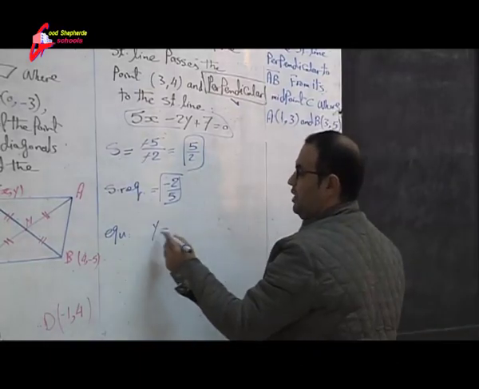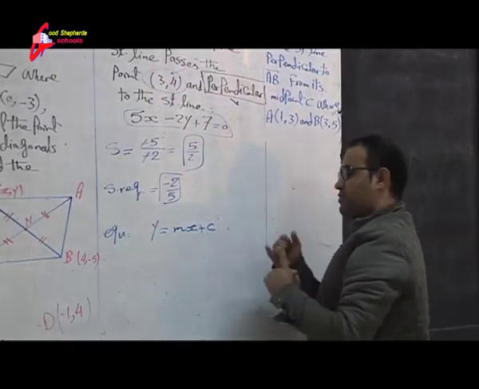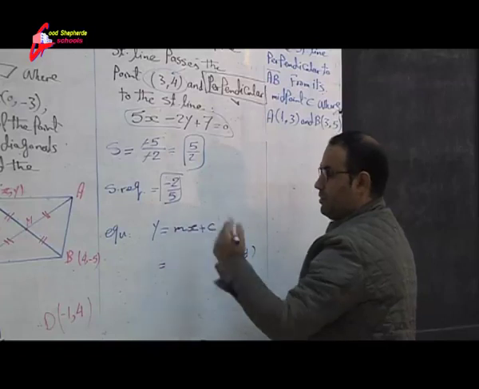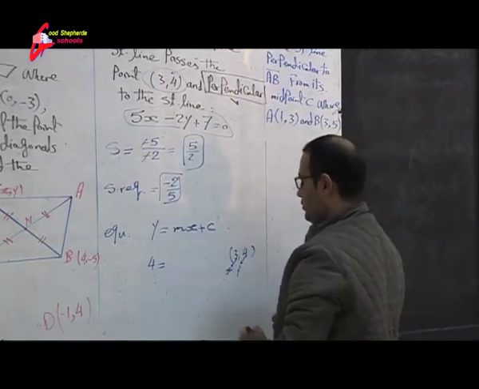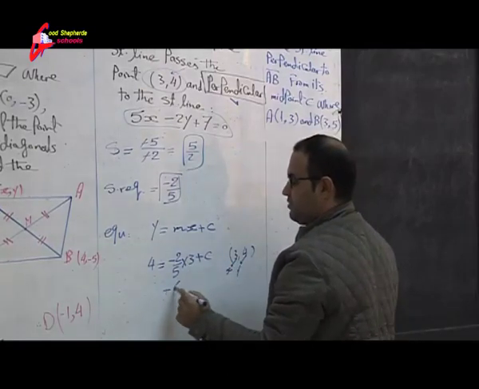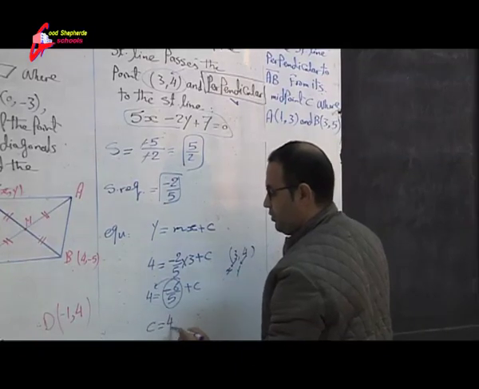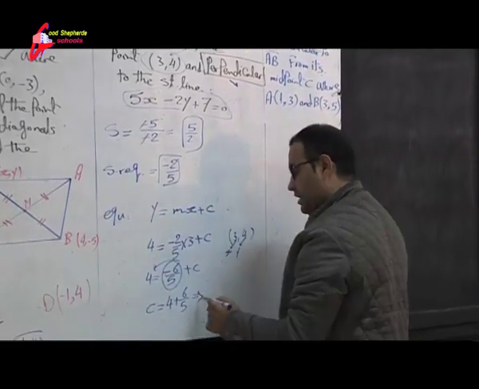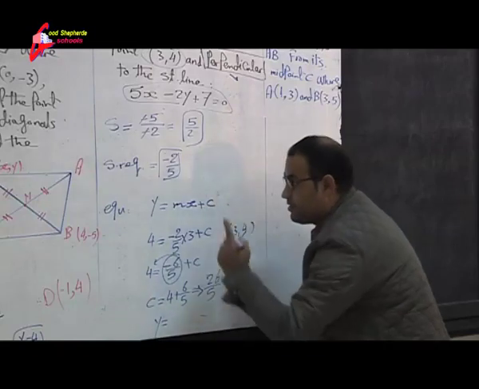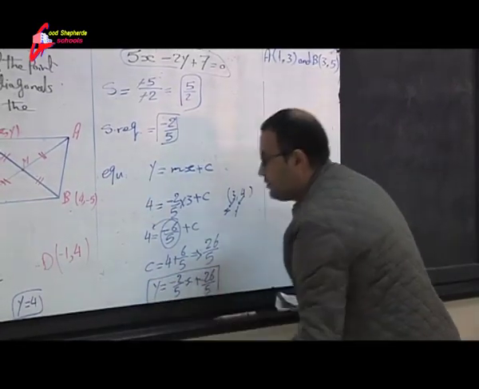So the equation: y equals mx plus c. The line passes through 3 and 4. So we have x, we have y, we have a slope, substitute, okay? So y will be 4, slope will be negative 2 over 5, times x will be 3, plus c. This will be negative 6 over 5 equals 4 plus c. So c equals 4 plus 6 over 5. We can do this using a calculator. So the answer will be 26 over 5. So the equation will be y equals negative 2 over 5 x plus 26 over 5. This is the equation required.